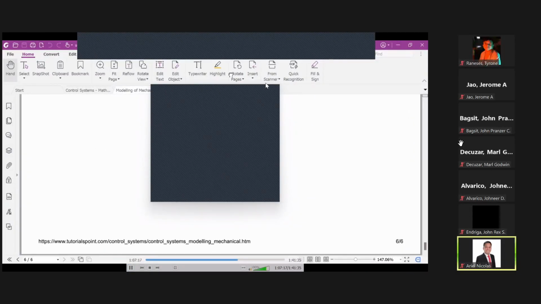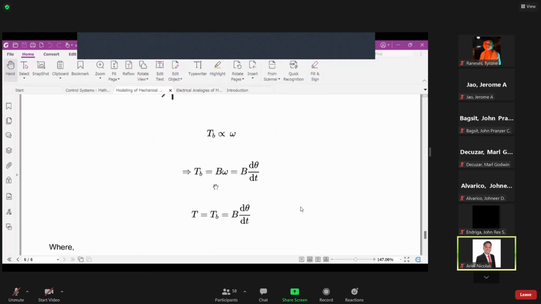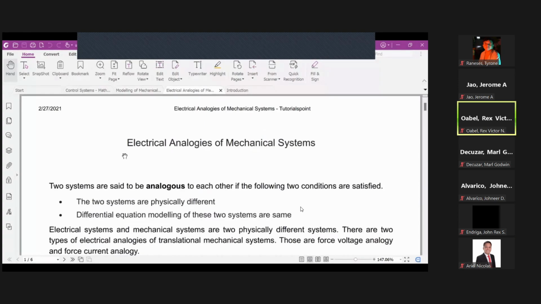I think that will be all for your mechanical modeling of your system. So now let us proceed to electrical analogies. Okay, now we'll proceed to the electrical analogies of mechanical system.